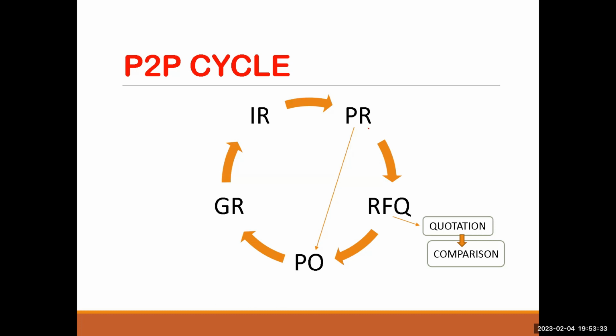So once the PR is generated, you have one requirement. Okay, so whenever you have that requirement, if you don't know who the perfect vendor is to whom you should send the purchase order, then what you need to do is ask for a quotation. So you need to create a quotation and send it to the different vendors. Let's say vendor 1, vendor 2, vendor 3.